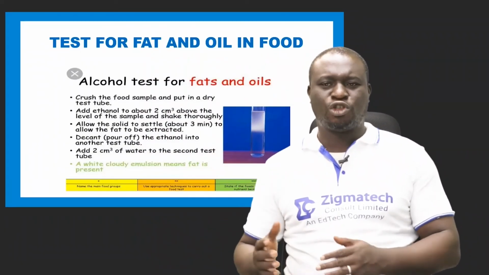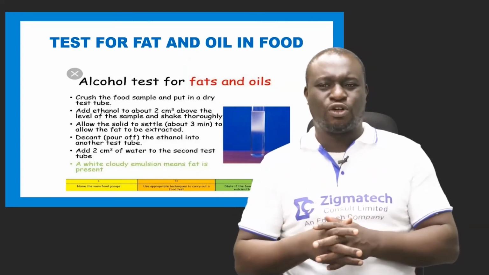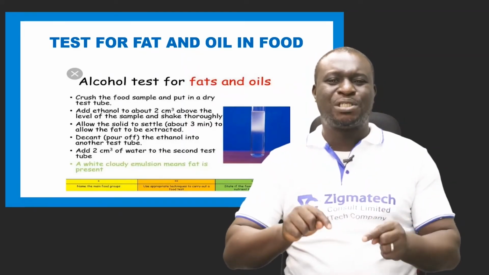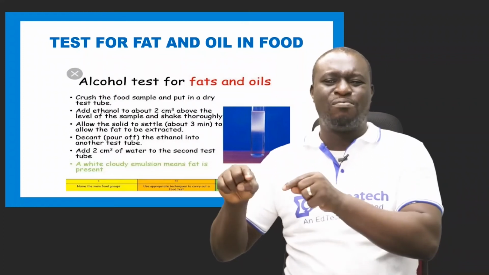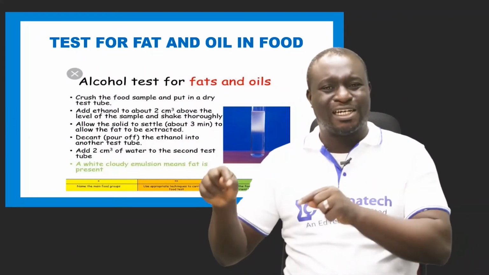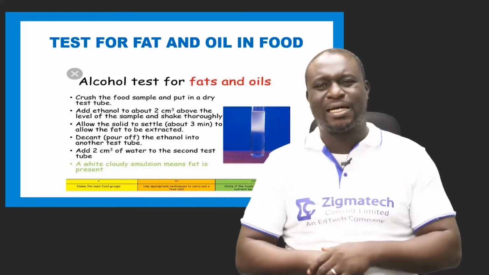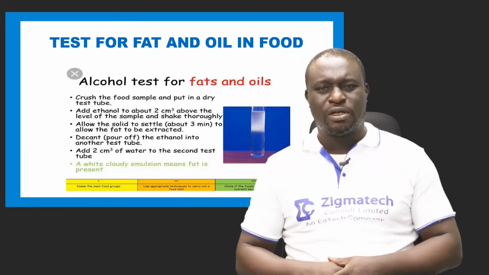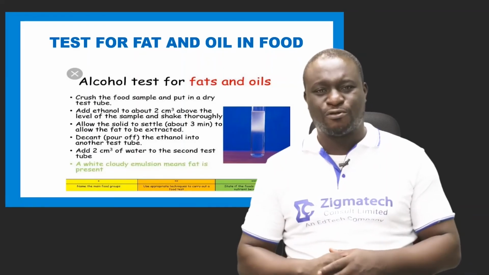All right. Now, once you add that 2 cm³ of water to the second test tube, if you notice a white cloudy emulsion, it means that fats and oils are present in that particular food sample.